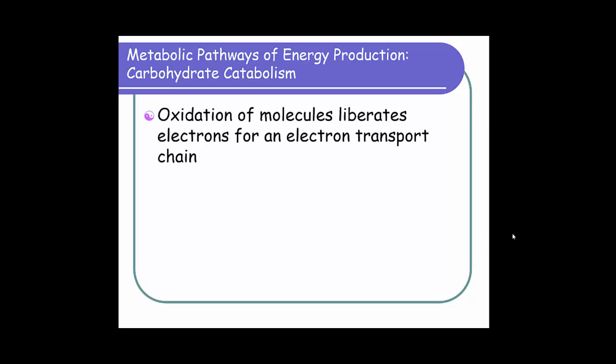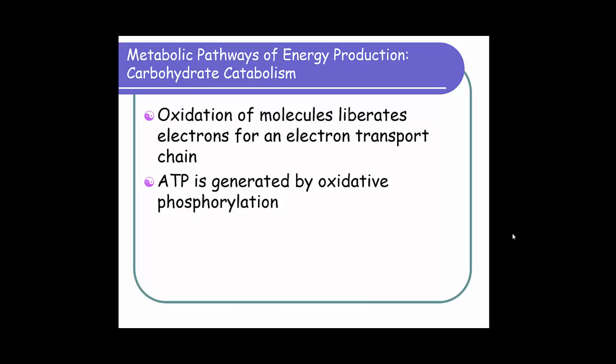Now, we have pyruvic acid from glycolysis. Is there still energy present within the bonds of pyruvic acid? And the answer is yes. So, oxidation of molecules liberates electrons for the electron transport chain. But we're going to get some more energy before we get there. ATP will then be generated by oxidative phosphorylation in the electron transport chain.